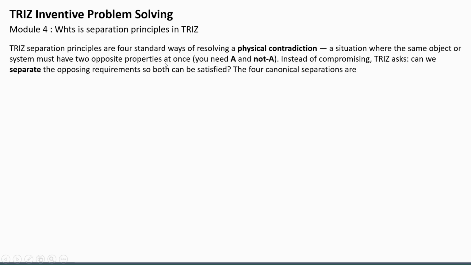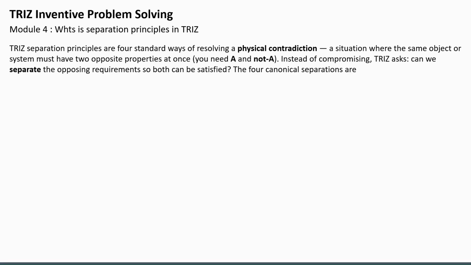To start with, what is called a separation principle? TRIS separation principles are basically four standard ways of resolving physical contradiction, a situation where the same object or system must have two opposite properties. Let's assume a part is supposed to have a characteristic called A. Also, as another requirement, the same part is not supposed to have that characteristic A.